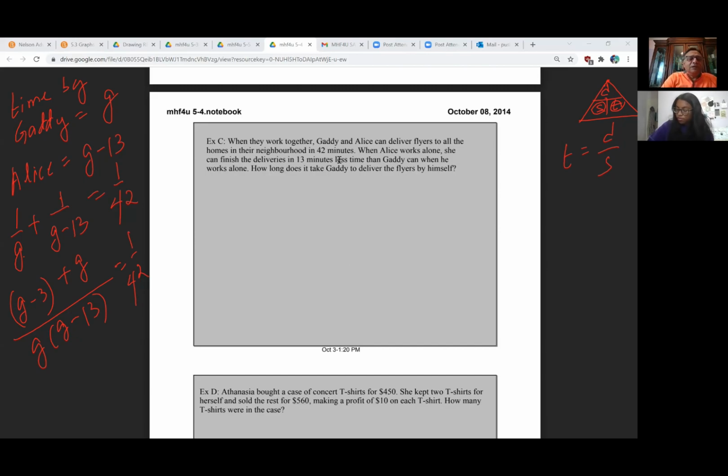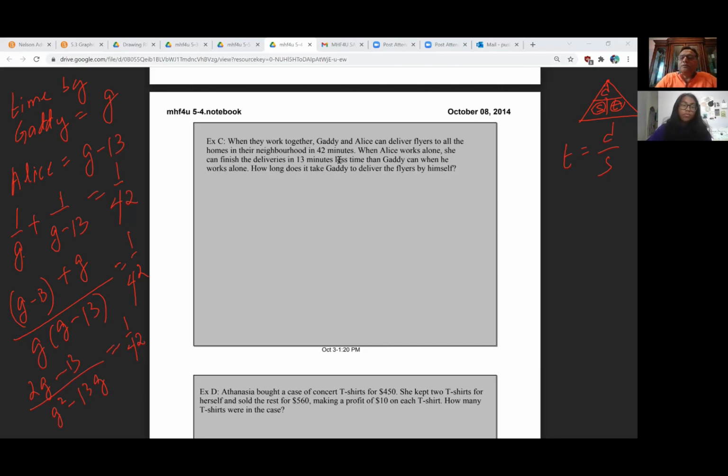Now you can simplify the numerator, which is g plus g is 2g. So we have 2g minus 13 over all this. I should have written 13. I wrote 3, I don't know why. 13 minus, right? 2g minus 13. So when you multiply this, you get g squared minus 13g, right? Equals 1/42. Clear? Now you can cross multiply and then solve.